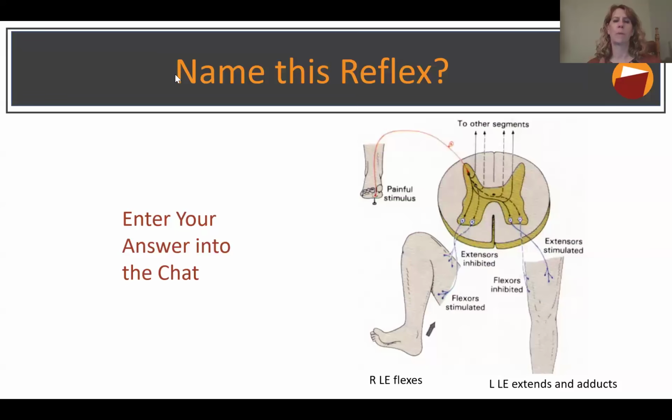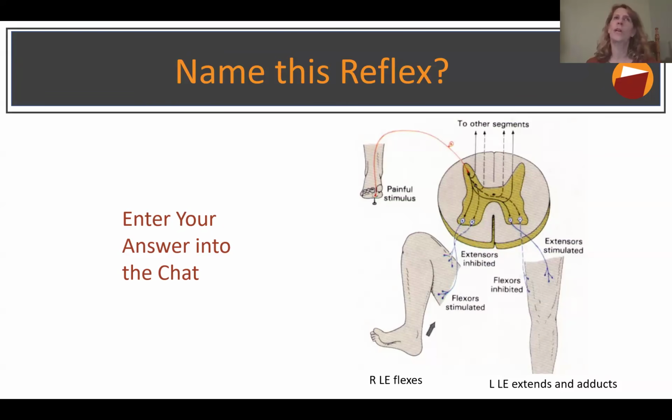So this is the way I remember this reflex. It's like a flexor withdrawal. If I do a noxious stim to the right leg, I'm going to see that flexor withdrawal on the right. But what am I going to see? I'm going to see crossed extension. I'm going to see extension on the other side of the body. So does that make sense? Crossed extension. So I'm going to see extension on the other leg and adduction.